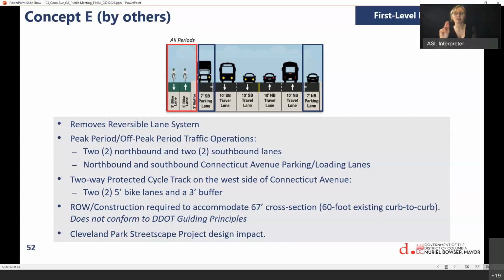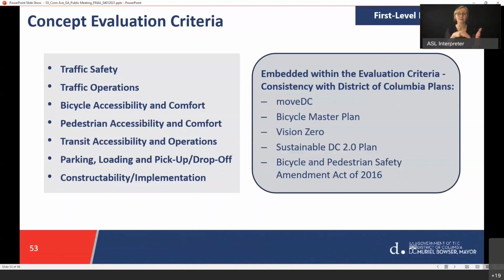So as part of the study, we also developed some evaluation criteria to evaluate the different concepts. Criteria included traffic safety and operations, bicycle, pedestrian, transit, accessibility, comfort and operation criteria, parking, loading, pickup, drop-off, and constructability and implementation criteria. These are all consistent with a number of plans that we are using as guiding documents with the District of Columbia, so Move DC, Vision Zero, the Bike Master Plan, et cetera.